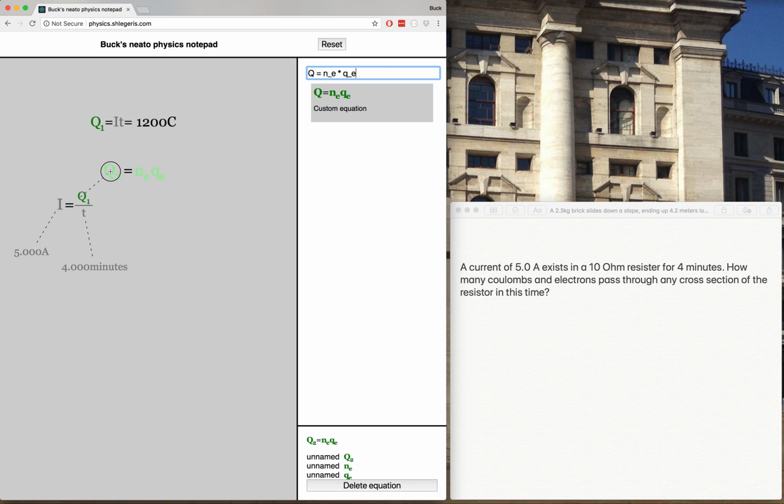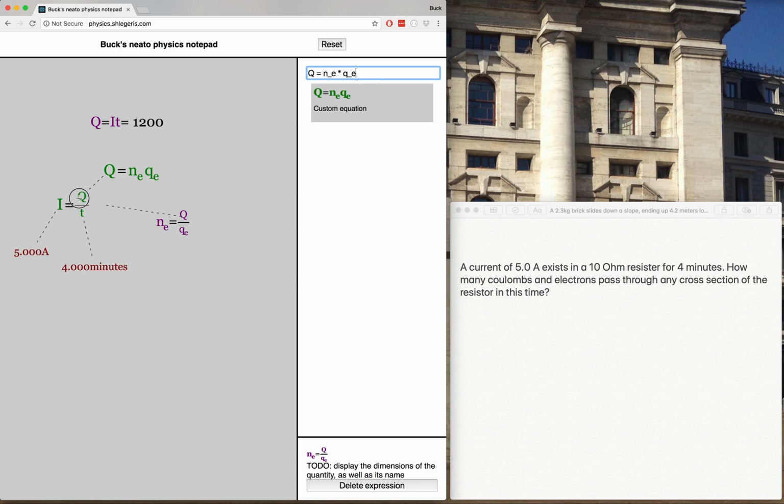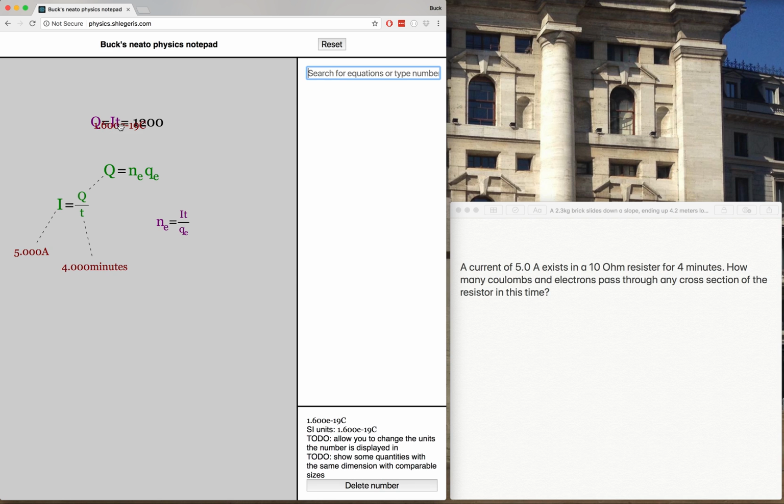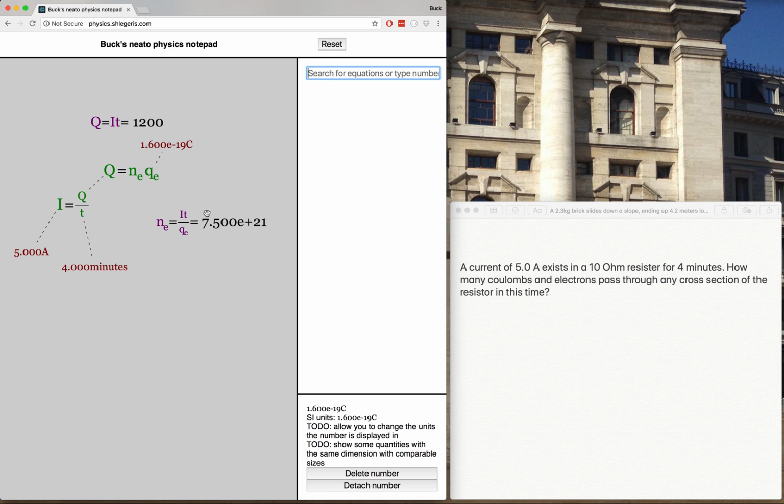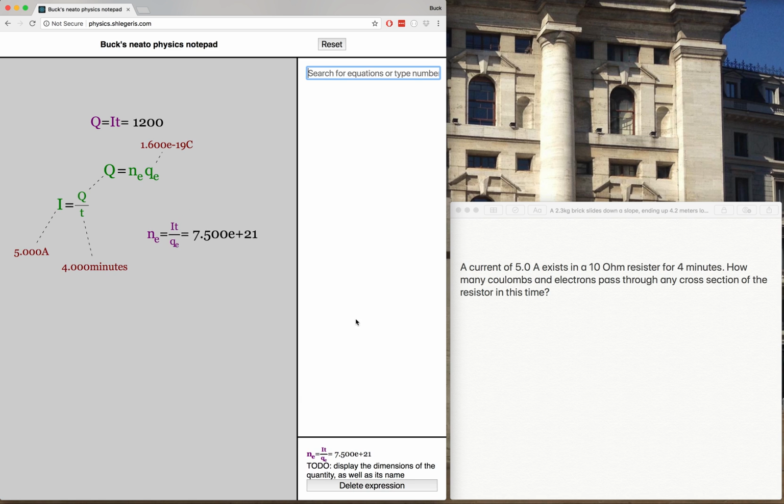So now let's equate these. Now we want to know the number of electrons, so I double-clicked on the number of electrons. And again, we want to rewrite this in terms of this equation, so I'm going to drag from here to here. And now I'm going to give it the charge on an electron, which I happen to know is 1.6e to the minus 19 coulombs. And do that, and there we go. That's a bunch of electrons.